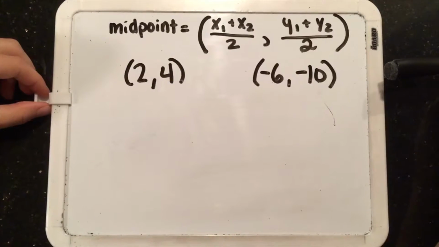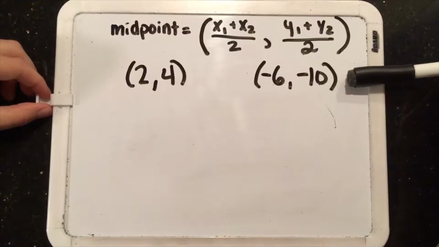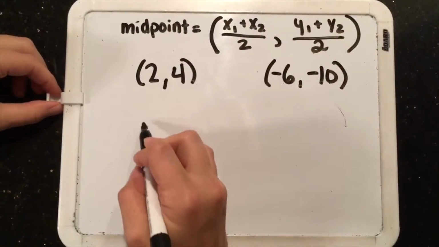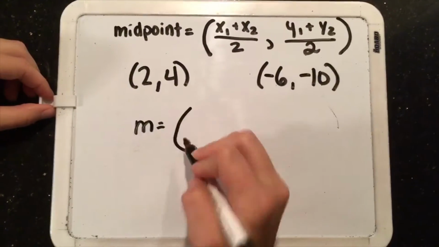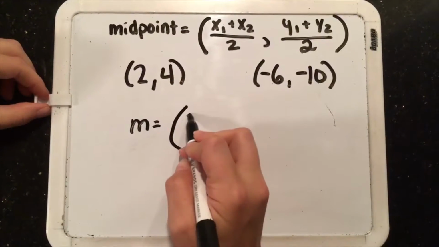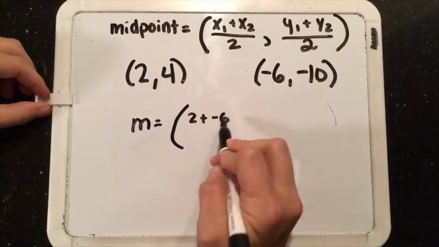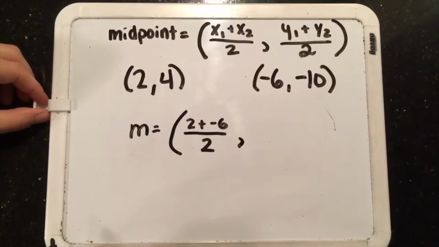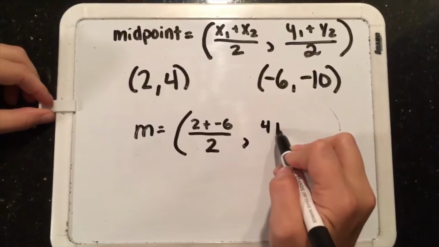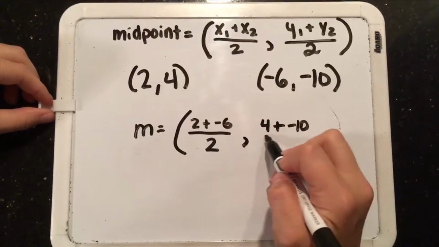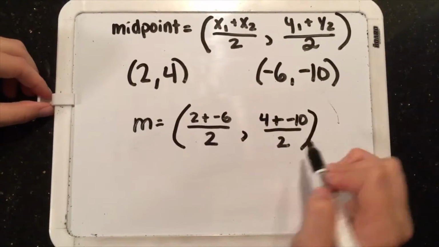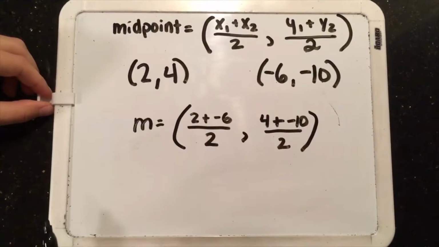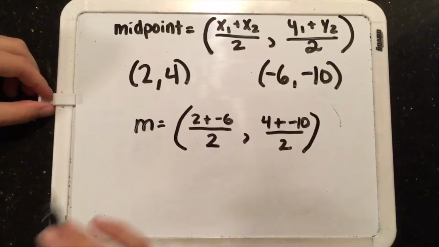Here's an example using 2 points, but one of the points has negative numbers in it. The calculation stays exactly the same. The midpoint is the average of the x's, 2 plus negative 6 over 2, comma, average of the y's, 4 plus negative 10 over 2. Notice we still add the x's and the y's together, even though there's negatives in the equation.